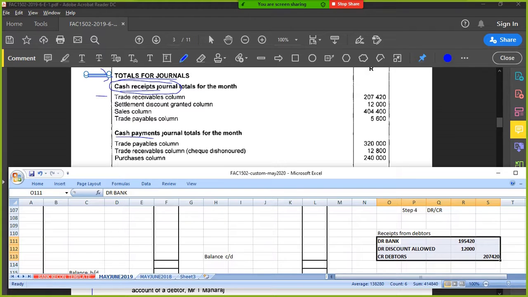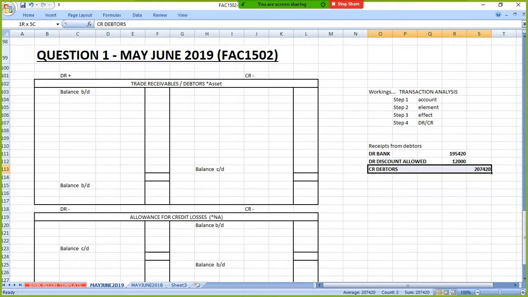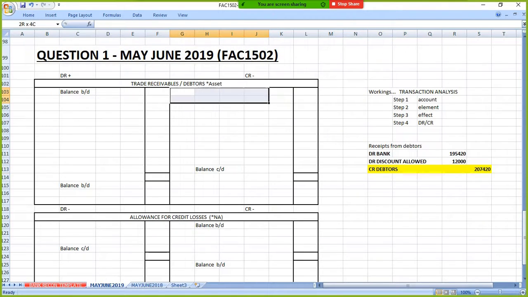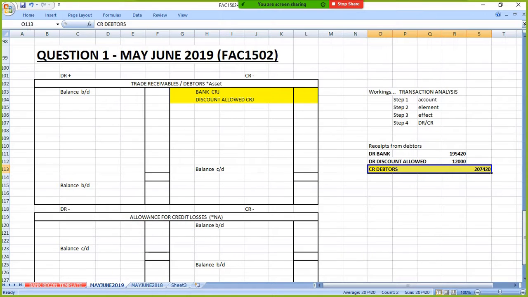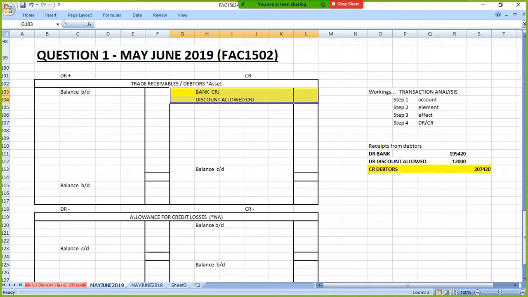Okay, so now that I've got that, I can apply it. What account am I looking at? Debtors. What do I do to my debtors? Credit. What am I going to show in my debtors? Bank, CRJ. Discount allowed, CRJ. The debtors account is being credited with those two amounts. Right, there's my working.